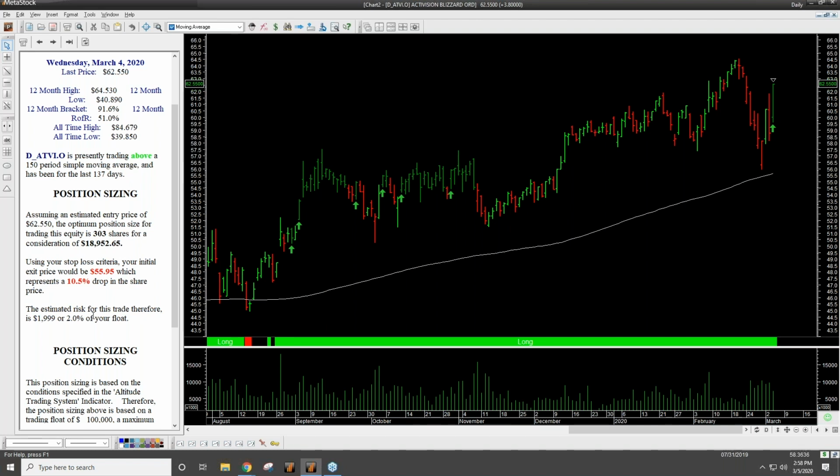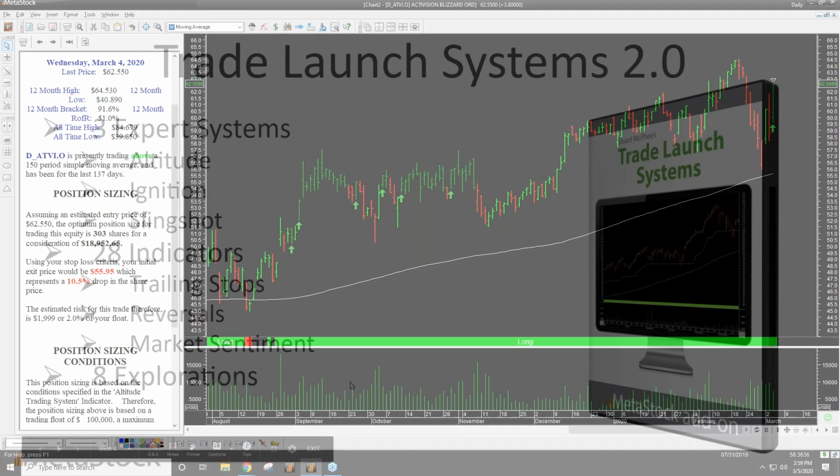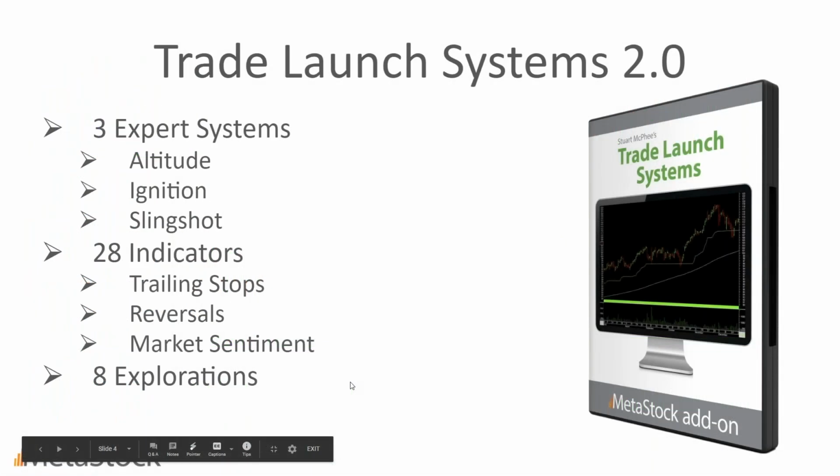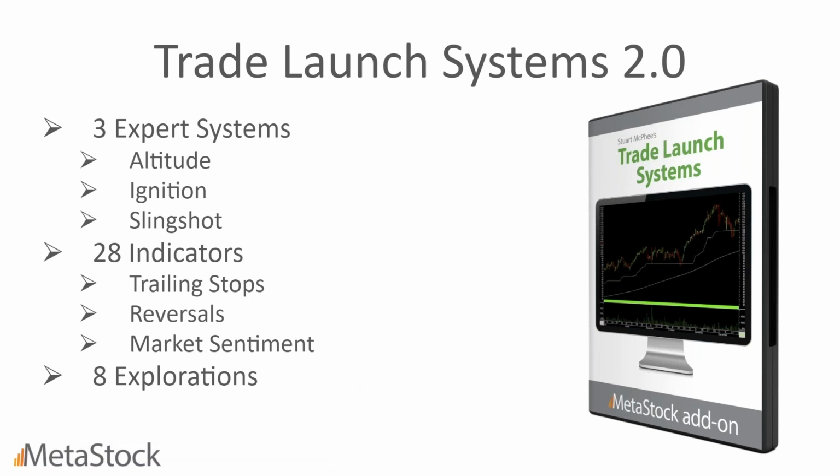So based on the things that you put into the add-on, it's going to get really, really specific about where your stop losses should be placed and how many shares you should buy. And I actually think that's really, really cool. It's been very, very popular. There are 3 different systems: altitude, ignition, and slingshot. There's a total of 28 indicators available and 8 explorations.